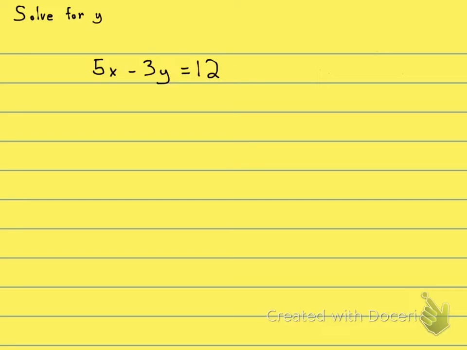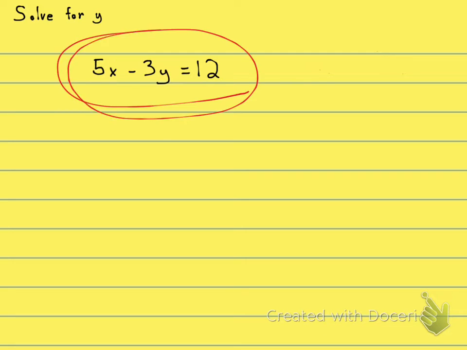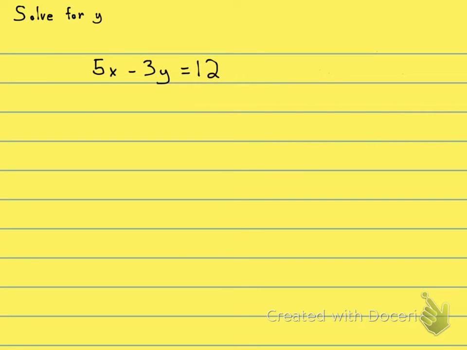The question right here wants to solve for the variable y. There are two variables, a y and an x, but that doesn't really matter. We just want to get all of our y's to one side and by themselves. This is a linear equation. You might recognize this as when you graph a line, and when we solve for y, we're really just getting it into slope-intercept form.